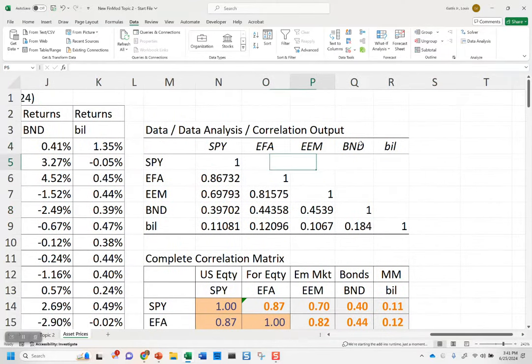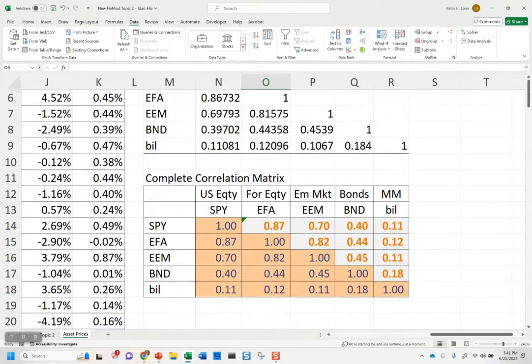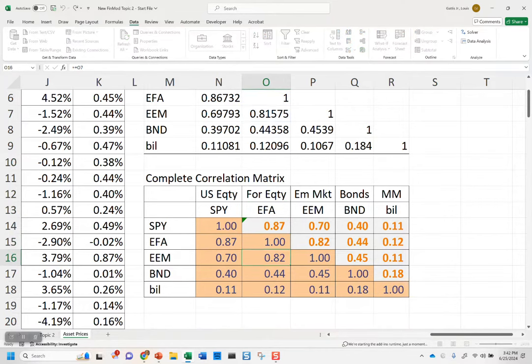Notice it doesn't show anything up here because these would be completely redundant. So EFA and SPY would be the same as SPY and EFA. It would just have this value here. What I did is I saved us a whole lot of trouble. I have a link down here which just takes the numbers above.